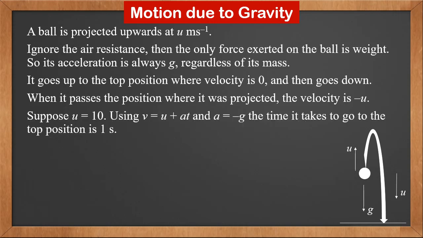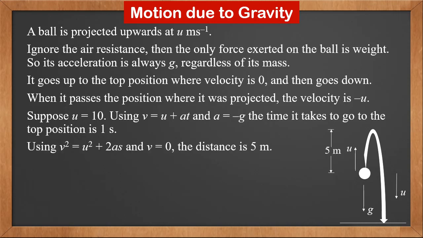Suppose u is 10. Using the formula, v equals u plus at, and a is minus g, the time it takes to go to the top position is 1 second. Using v squared is u squared plus 2as, and v is 0, the distance from where the ball is projected to where it reaches the top position is 5 meters.